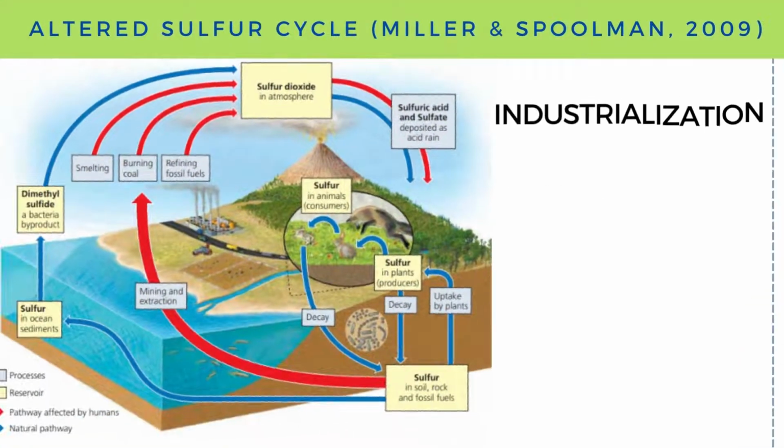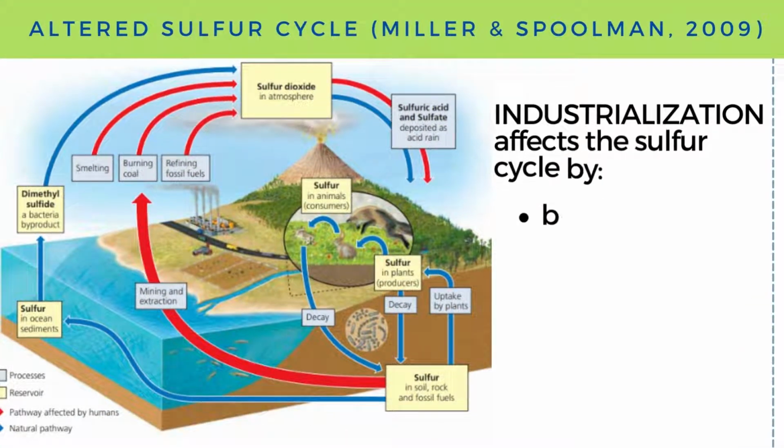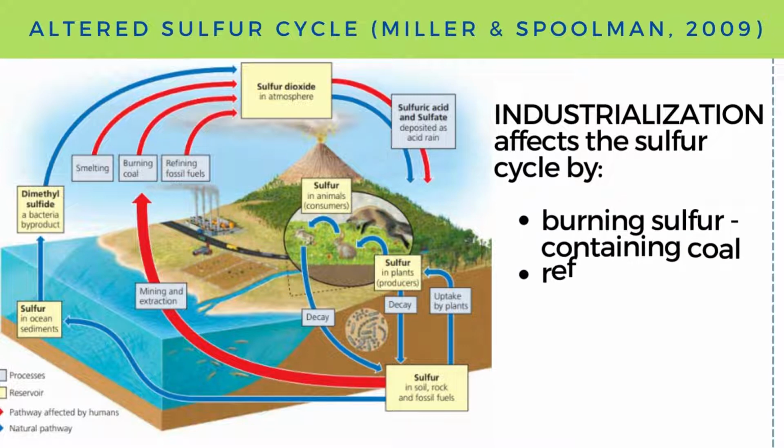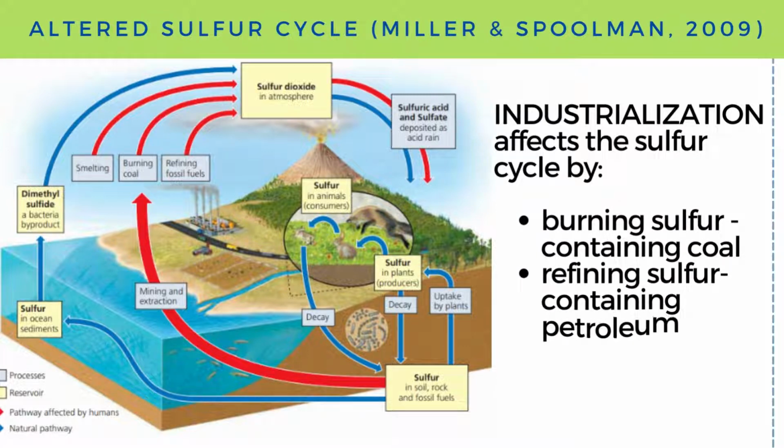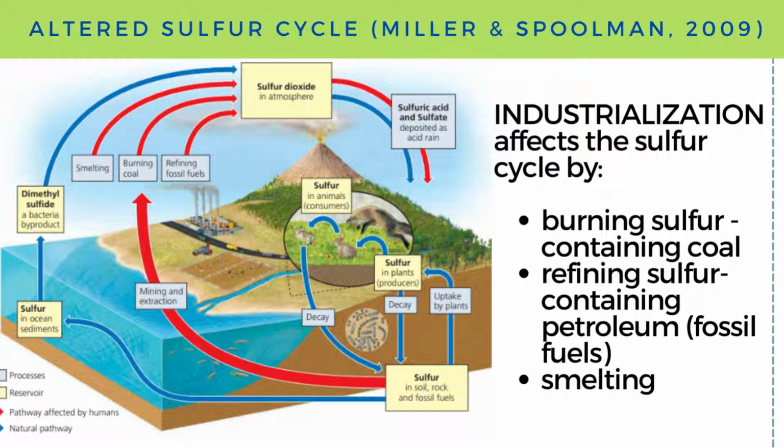Miller and Spoolman in 2009 stated that human activities, specifically industrialization, affect the sulfur cycle by releasing large amounts of sulfur dioxide into the atmosphere via mining and extraction in three major ways. First, by burning sulfur-containing coal and oil to produce electric power. Second, by refining sulfur-containing petroleum or fossil fuels to make gasoline. Third, by smelting or converting sulfur-containing metallic ores into free metals such as copper, lead, and zinc.